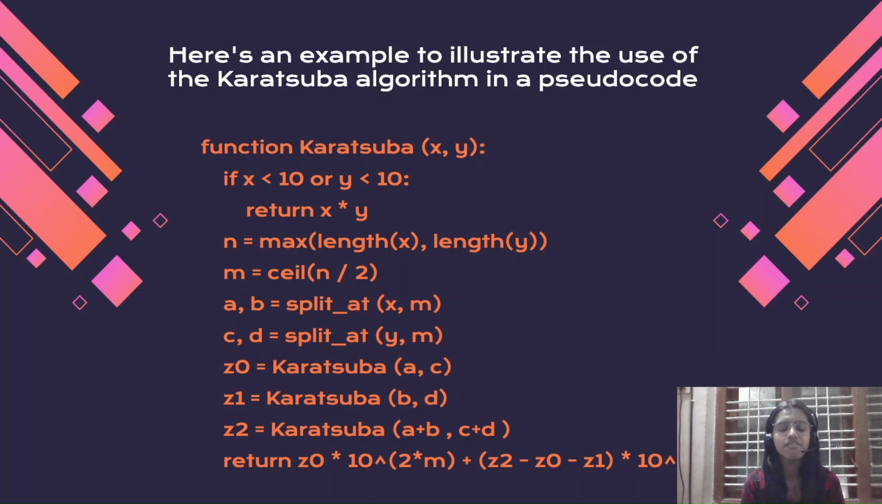Then we have z0 is equal to Karatsuba of a comma c. Here we are going to recursively call the function Karatsuba again and again. So we pass the parameters a comma c for z0, b comma d for z1, and a plus b comma c plus d for z2, as we have earlier discussed. Later we are finally going to return the actual equation of z3 or xy, which is as simple as you have seen in the previous step here.